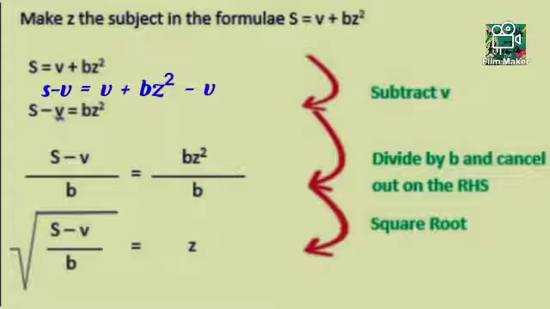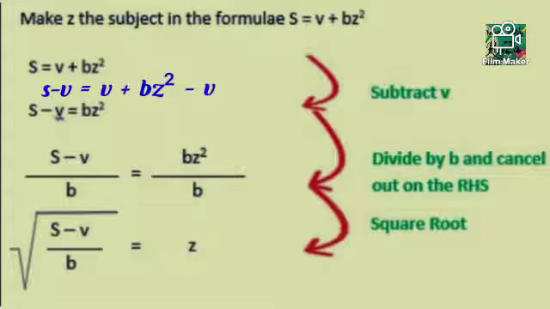Since addition is given in the right hand side, what you have to do, children, you have to subtract v from both the sides. Therefore v automatically gets cancelled off from the right hand side, and what remains is s minus v equals bz squared. Now the bz squared is there. The only trouble to make z alone is b and the square. So now let's remove b.